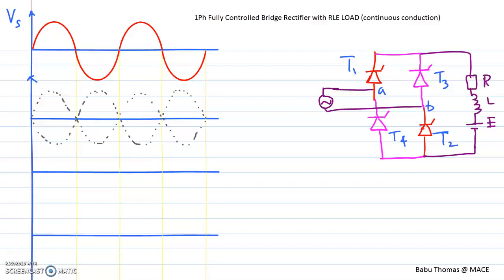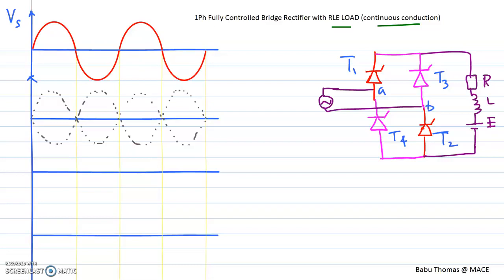Hey everyone, now we are going to discuss a single phase fully controlled bridge rectifier with the RLE load. So you are having an extra EMF which is coming to the load. You can imagine it as a DC motor back EMF. And here you will be assuming continuous conduction, that is, the current never reaches 0 at any instant of time. That is, the output current I0 will always be greater than 0.